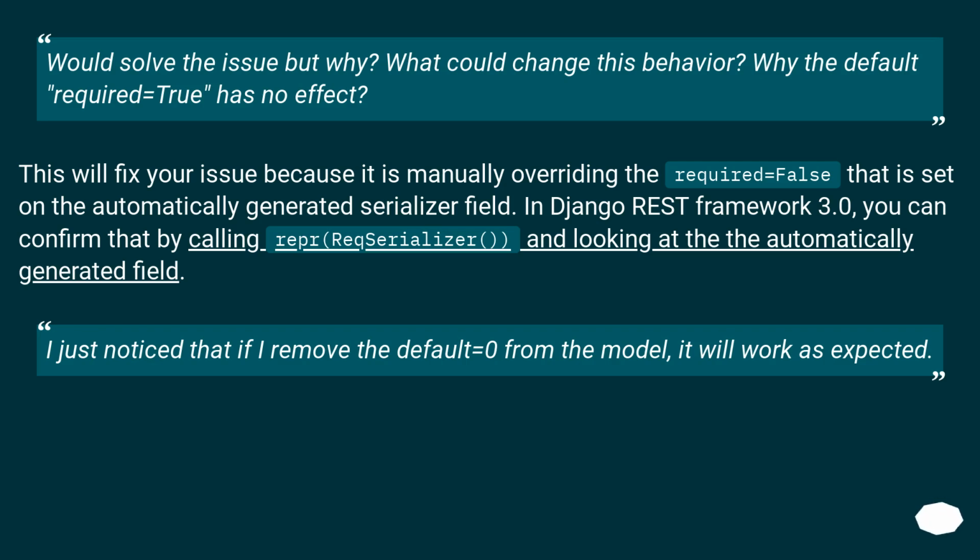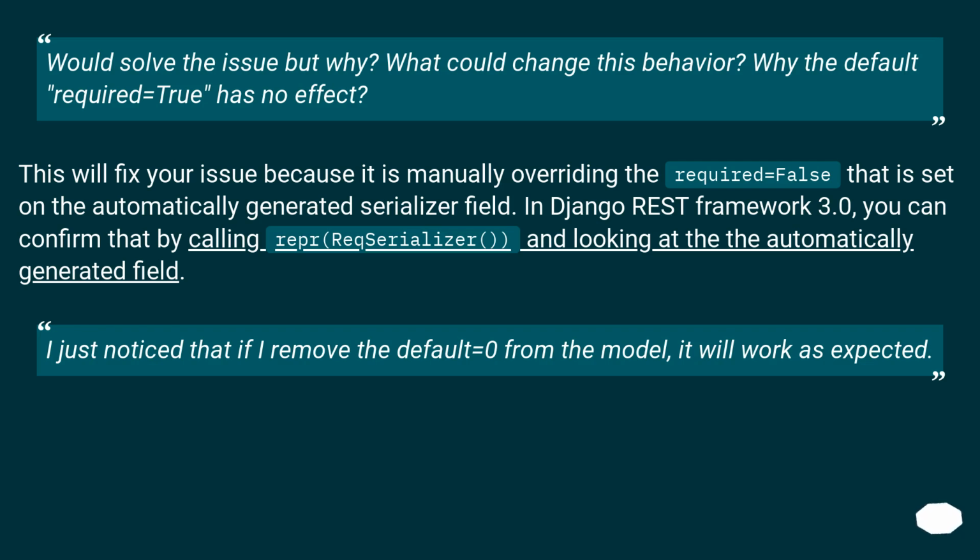This will fix your issue because it is manually overriding the required equals false that is set on the automatically generated serializer field. In Django REST Framework 3.0, you can confirm that by calling repr on the serializer, and looking at the automatically generated field.